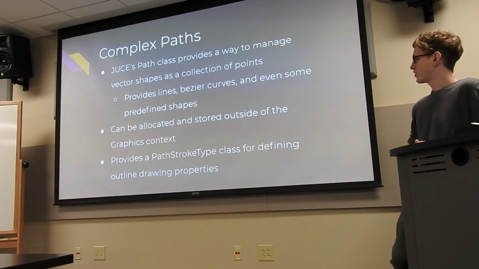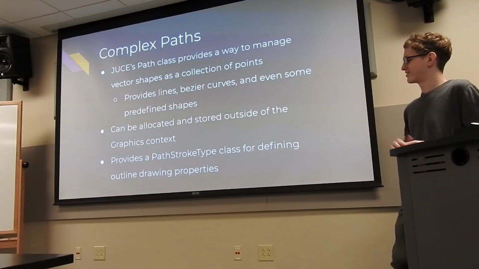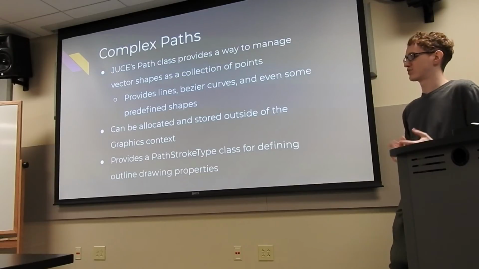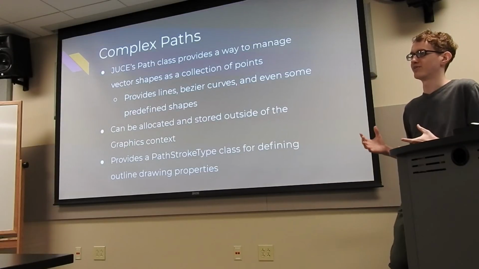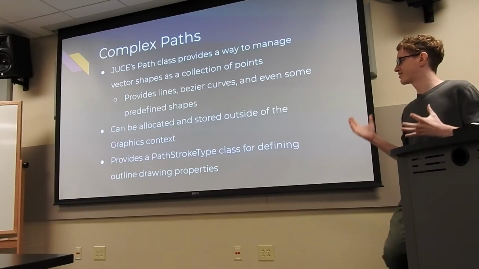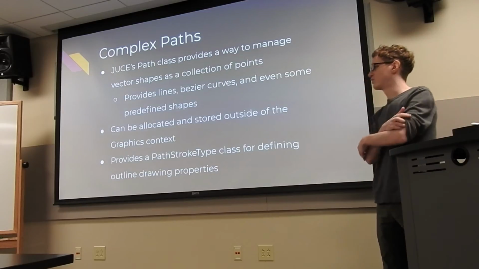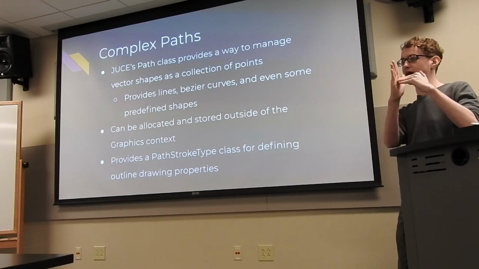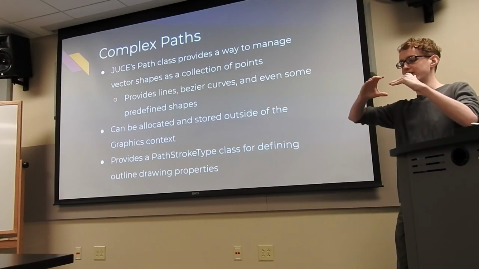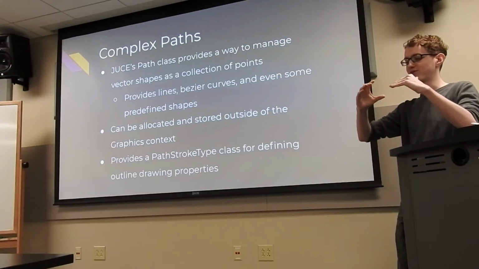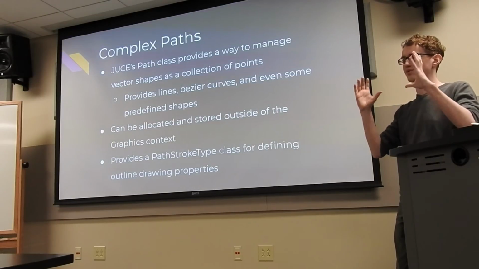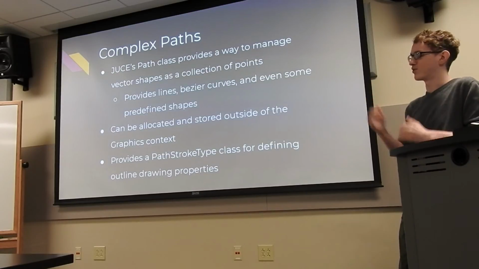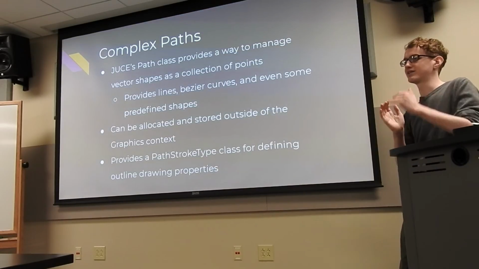The path also provides, I guess not provides, it's really just next to the path, is a path stroke type class, which really just has properties for defining how you want an outline to be drawn. So the outline size is one thing, but there's also the end cap style of, once it gets to the end point, is it stopping right there at the point? Is it drawing a butt to the point where it extends the size of the outline that much further away? Or is it rounded, so it kind of rounds out at the point?